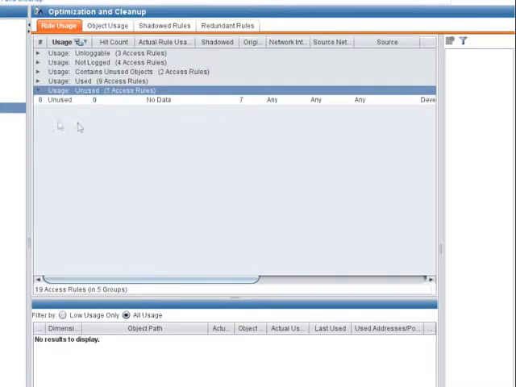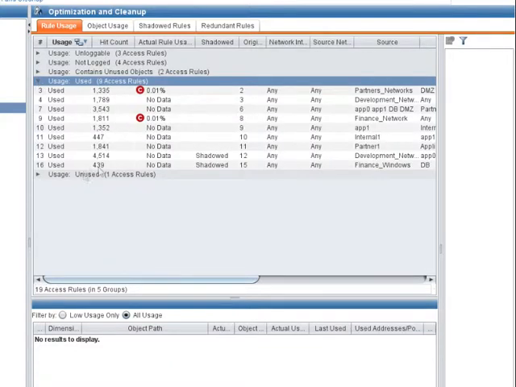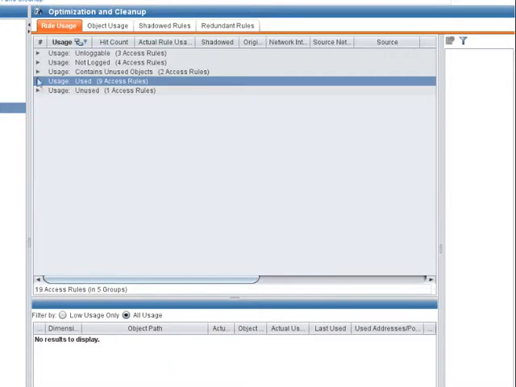So, of course, we can see rules that are unused. This would represent rules that can probably be deleted or disabled to help clean up the rule set. We can see rules that are used as well as their hit count. Customers often use this hit count to reorder the rules to make sure that the rules that are hit more often are further up the rule chain.